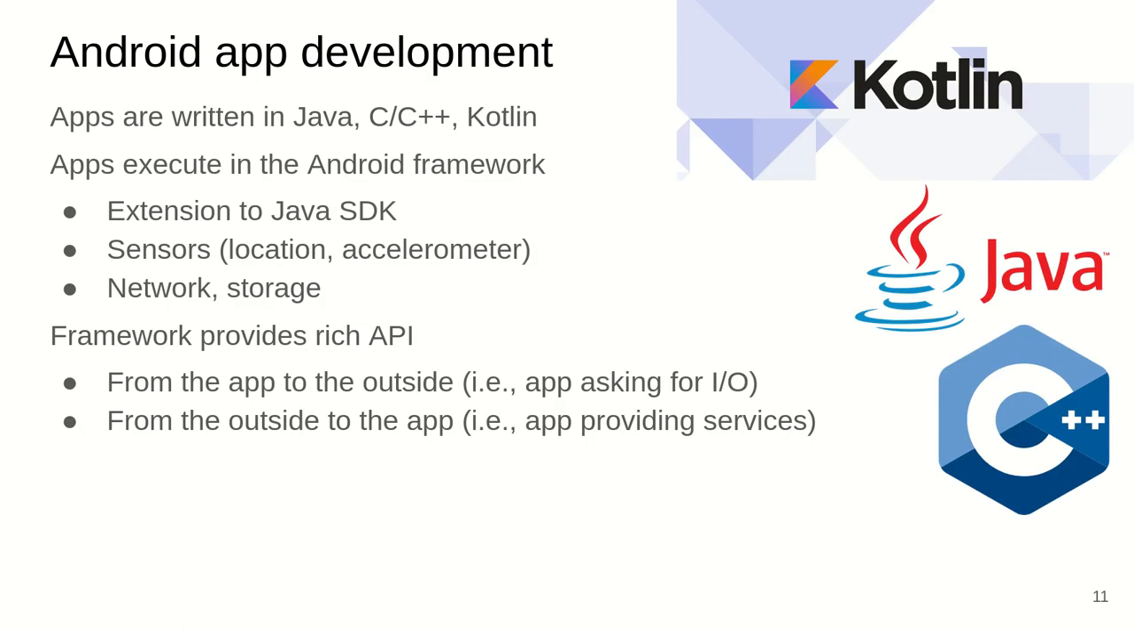Android apps are developed in a mix between Java, Kotlin, and C and C++. The apps execute in the Android framework, which is an extension to the Java SDK, with access to sensors such as location, accelerometer, camera, whatnot, network and storage, and also the framework that provides this rich API and runtime system from the app to the outside. So for example, where the app can be asking for I/O, and from the outside to the app, where the app can provide services. And we'll talk about this a bit.